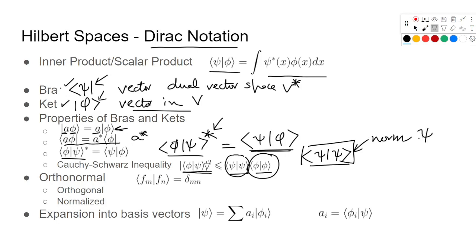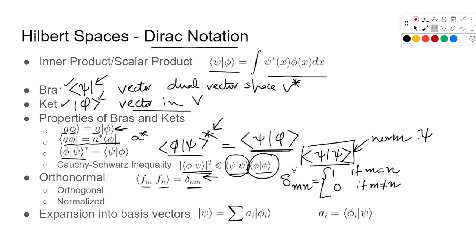So the norm of the phi vector and the psi vector is greater than or equal to the inner product of phi and psi, squared. In the last slide, we talked about orthonormal basis vectors. Two vectors, Fm and Fn, are said to be orthonormal if their inner product is this number, called the Kronecker delta. It is 1 if m equals n, and 0 if m is not equal to n.